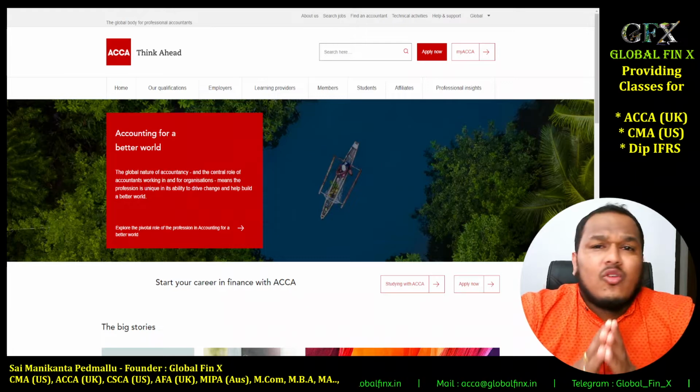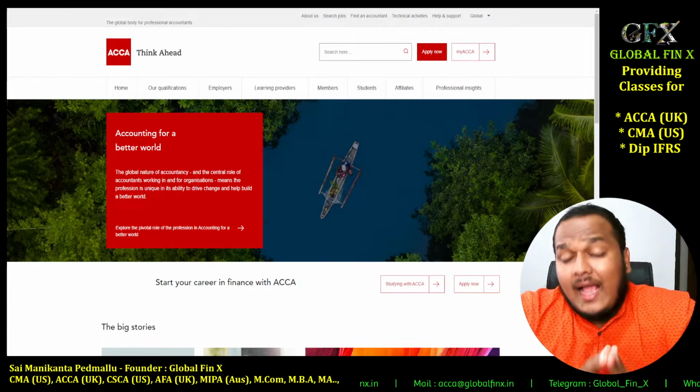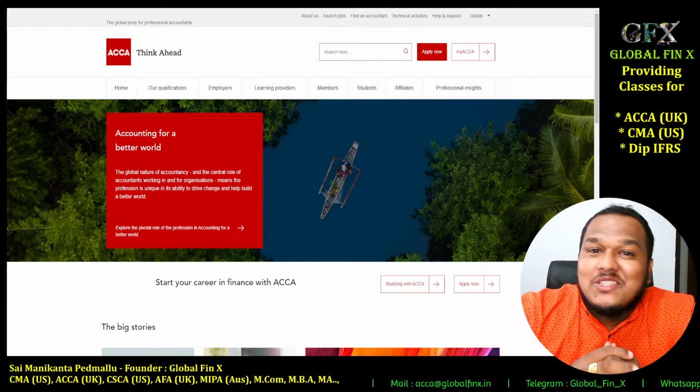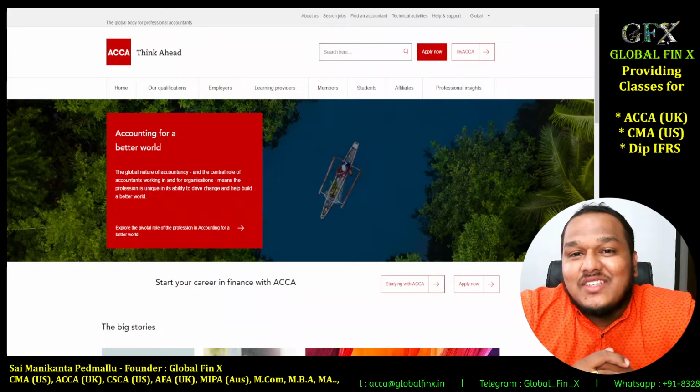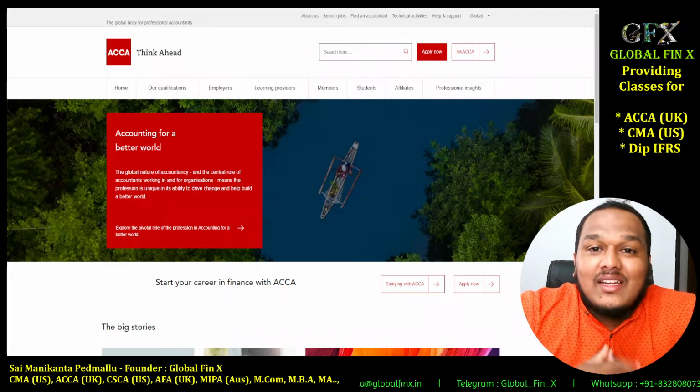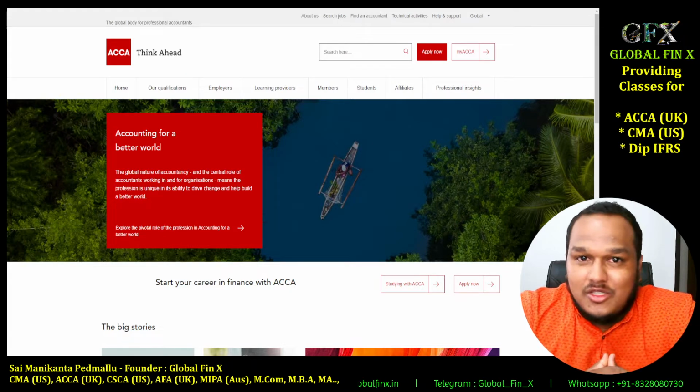Now, there are very few changes. Actually, there are only two changes, which are also not really changes as such. So without any further delay, we'll directly go to these syllabus changes.